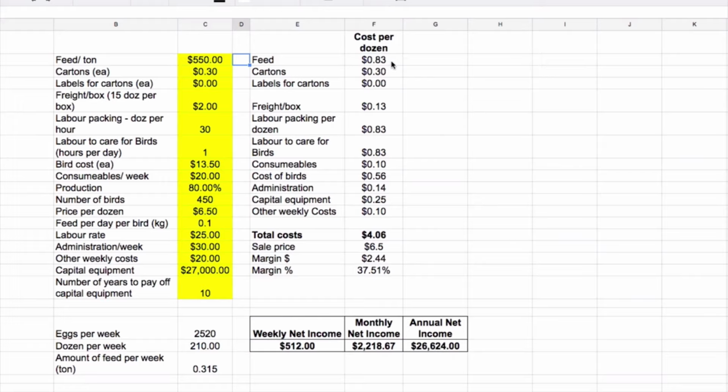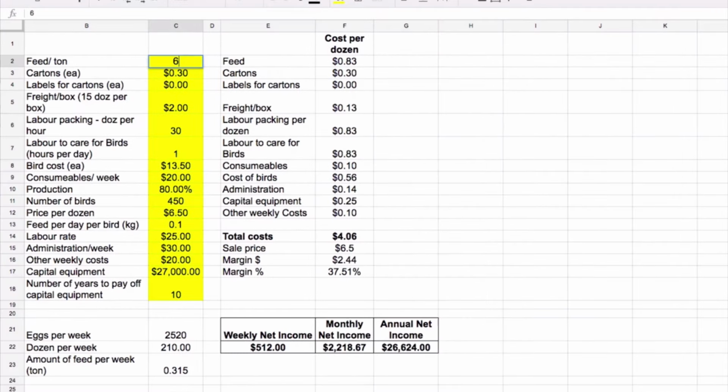It pulls it back to 83 cents. There's not heaps in it. That's one thing I've found in the past. By saving $50 a tonne on your feed, you've saved 7 cents per dozen. It's not a big deal. Where the big deal is this: your labour, packing eggs, labour to care for birds.